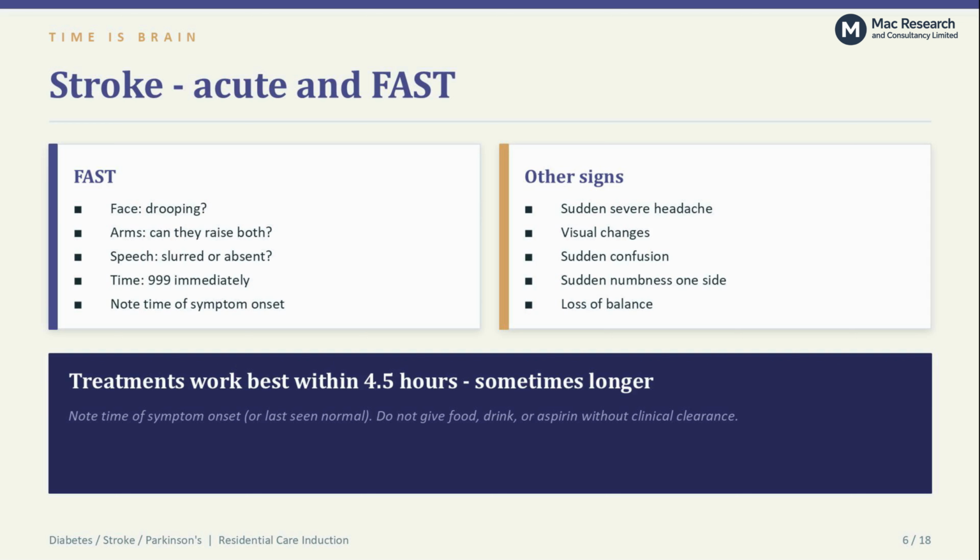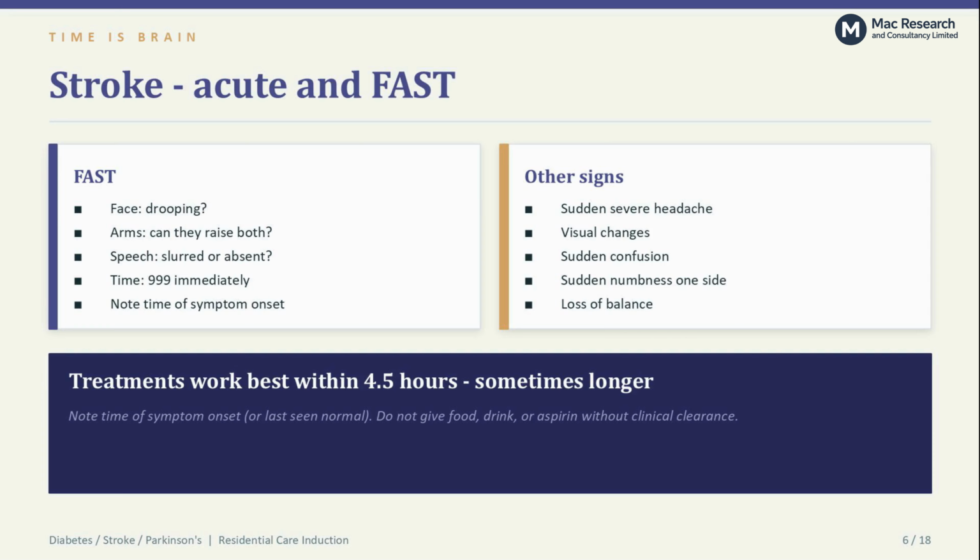Other signs. Sudden severe headache particularly suggests hemorrhagic stroke. Visual changes, sudden visual loss, double vision. Sudden confusion, sudden numbness on one side. Loss of balance, unsteadiness.